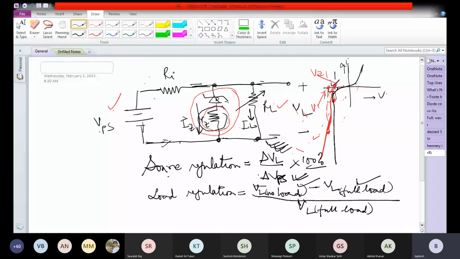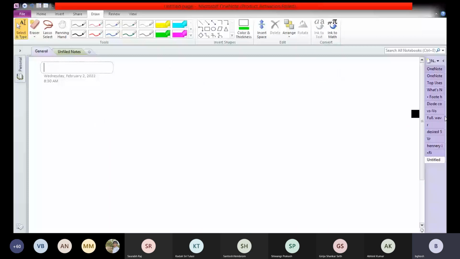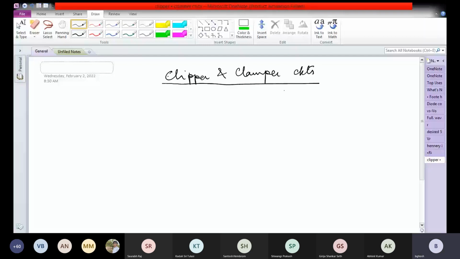So this completes our section on Zener voltage regulation. Let us now go to clipper and clamper circuits. So first of all, we will take clippers.